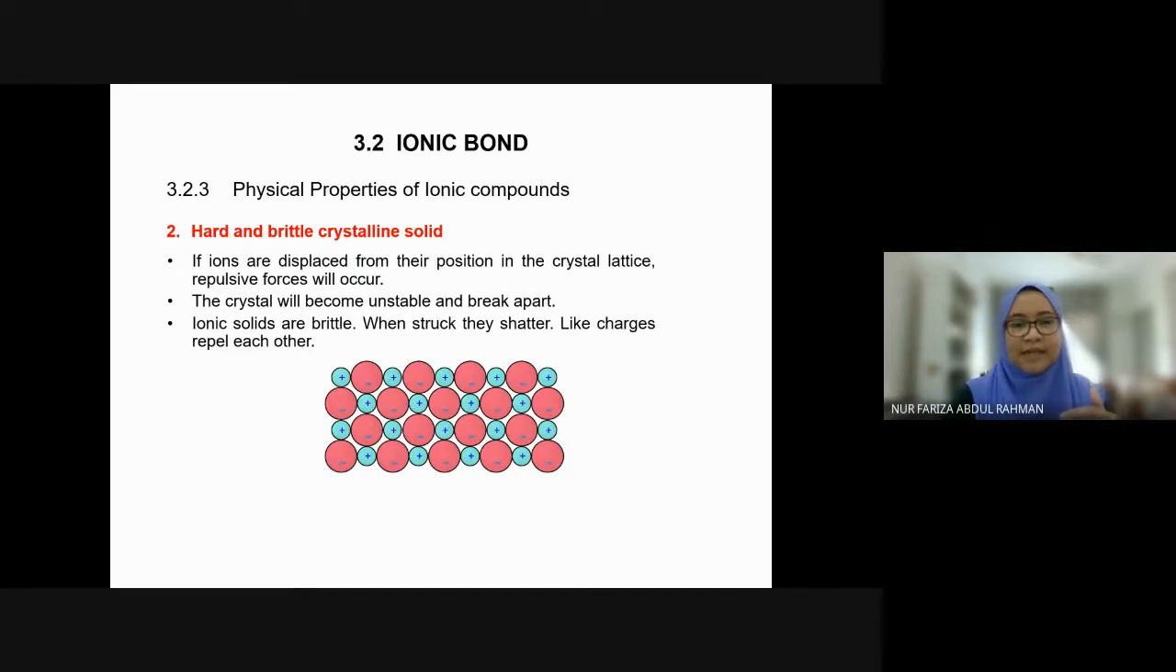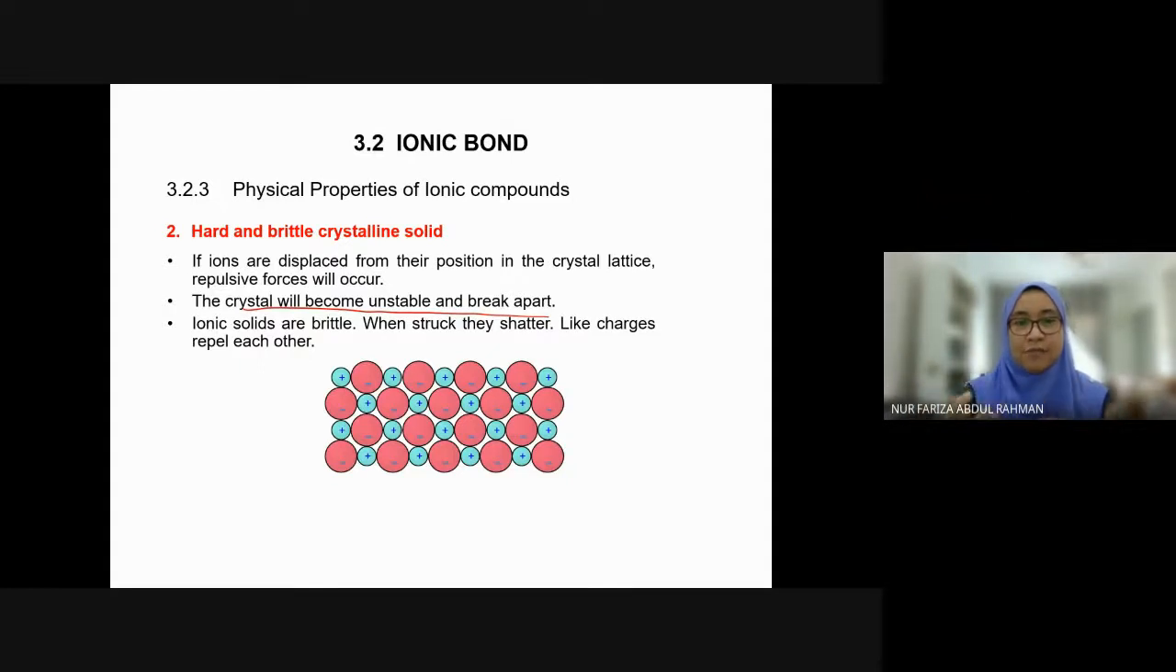Okay, imagine if this arrangement lari. Okay, dia displace, dia lari. Maksudnya you kacau dia, you disturb this arrangement. So what will happen? This crystal will become unstable and break apart. Dia akan pecah. So itu yang berlaku pada kristal-kristal. Kalau you ketuk dia kan, you nak pecahkan the crystal, you ketuk dia and it breaks.